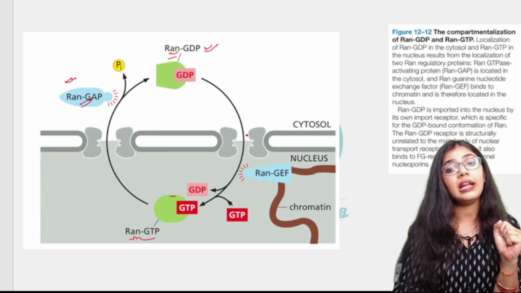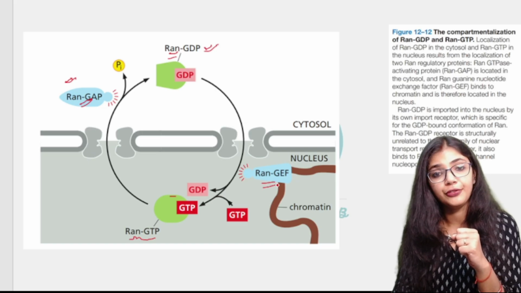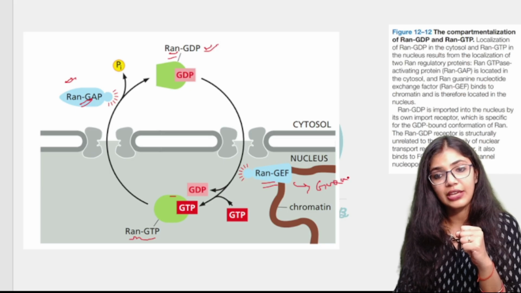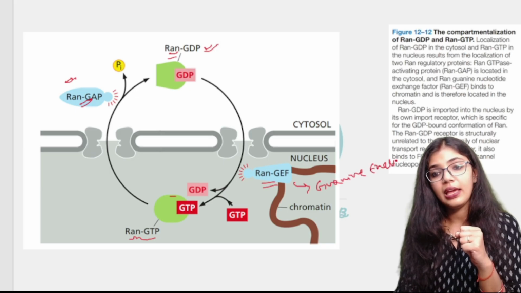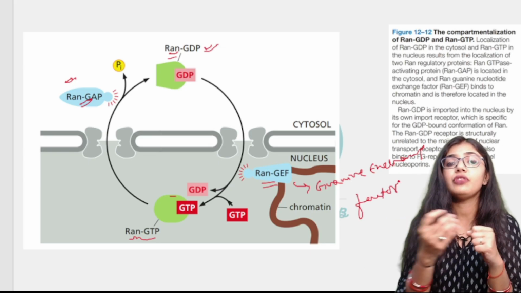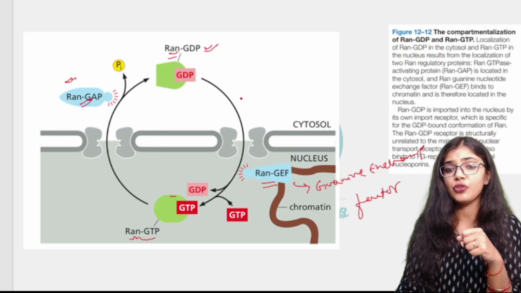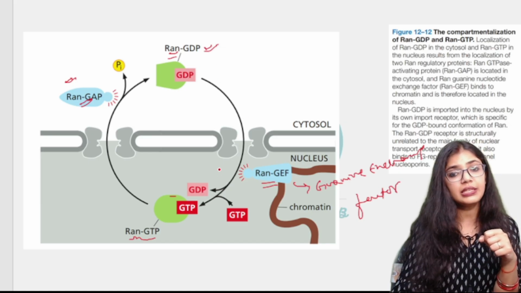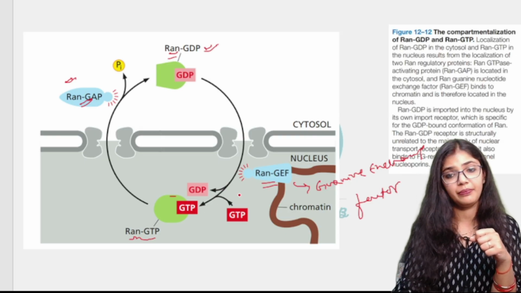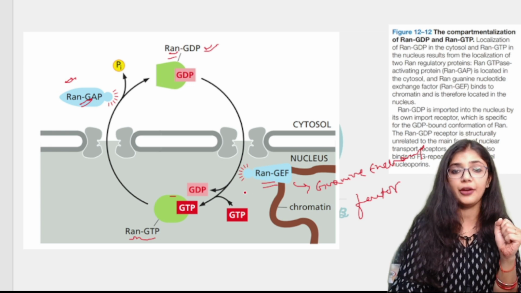There is another thing which is present in the nucleus, that is RAN GEF, which is known as RAN guanine exchange factor. So what is the work of the RAN GEF? RAN GDP which is present in the cytosol will come inside the nucleus. This RAN GDP will be converted into RAN GTP due to the activity of RAN GEF.